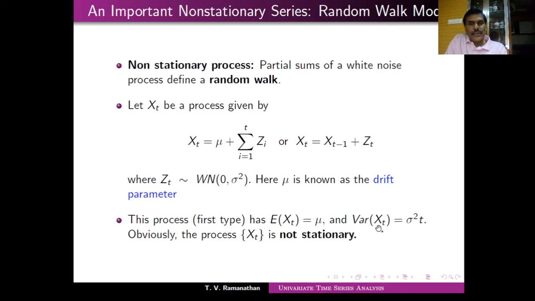The reason is that you can immediately see that the expectation is zero, because this has mean zero, or the expectation is mu if you consider this format. In this format, the expectation is zero. And for the variance, you can see that for such a sum, each term has variance sigma square, and therefore the variance of this is t times sigma square. So once t is coming into the variance, this is no more stationary.